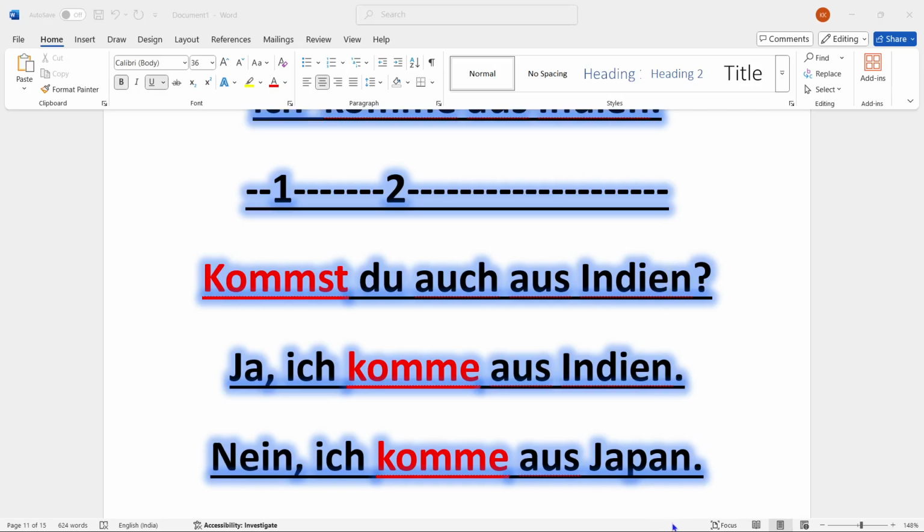Don't forget these things. And the position of the verb. If you are putting the verb at the first position, then it means you are asking something. If you are putting the verb at the second position, it means it's a normal sentence. Normal Gespräch, normal conversation, what you are talking in your speaking, okay?